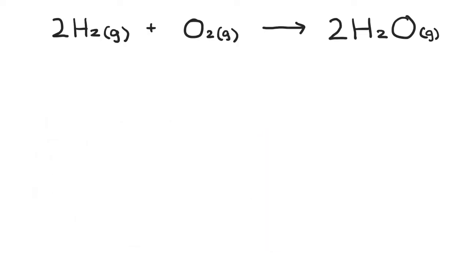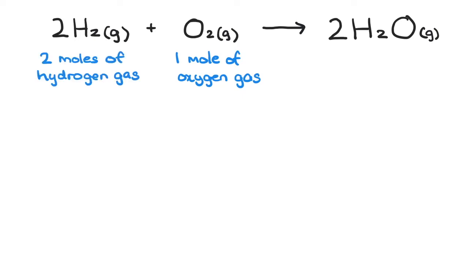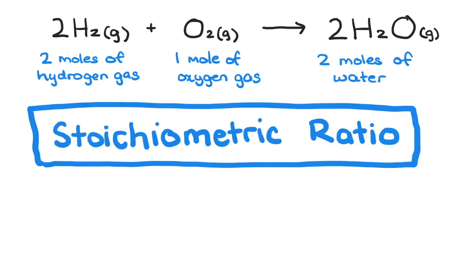From the balanced equation for a chemical reaction, it's possible to calculate the exact quantities of reactants consumed and products formed. For example, consider the reaction between hydrogen gas and oxygen gas to form water. From the balanced equation, it's evident that for every mole of oxygen gas that reacts, 2 moles of hydrogen gas are needed and 2 moles of water will be produced. This is referred to as the stoichiometric ratio.